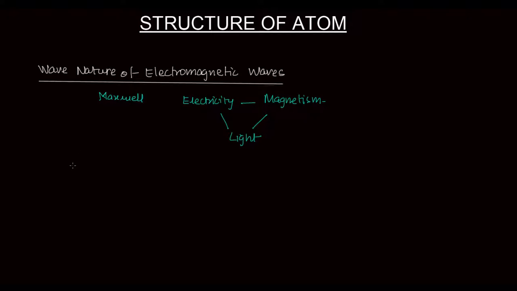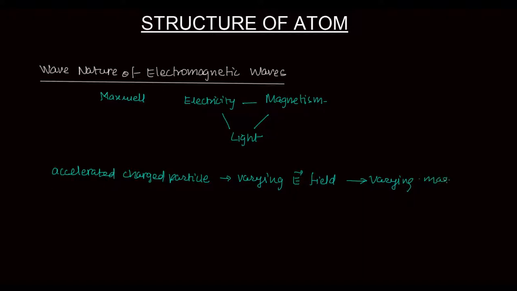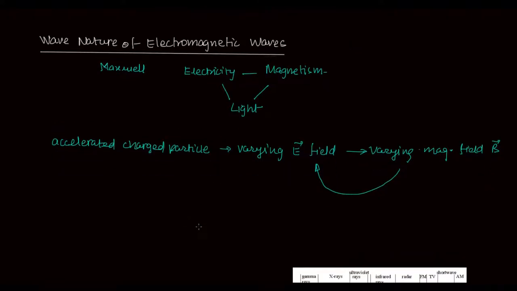Now, as I told you, an accelerated charged particle will produce a field that is changing. So it led to a varying electric field. It is a vector, that's why the vector sign. And this led to a varying magnetic field, represented by B, and this led us back to a varying electric field. Okay, and this self-sustained oscillation was what was thought to be called an electromagnetic wave.